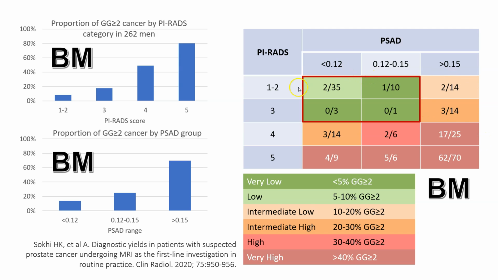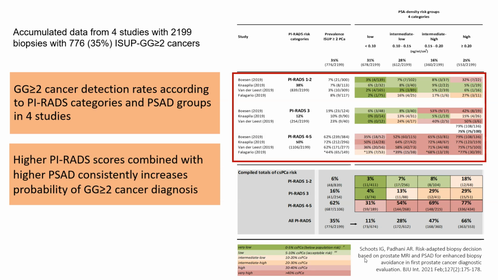And in this example, you'll see that if you have a PI-RADS 1 and 2, provided you have a low PSA density, you have a lower risk of clinically significant disease. If you have a higher PI-RADS score with a higher PSA density, you have a higher risk of clinically significant disease. So how consistent is this finding?